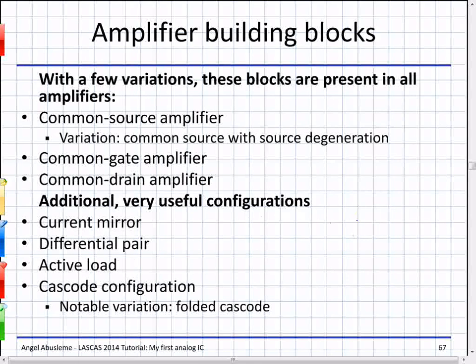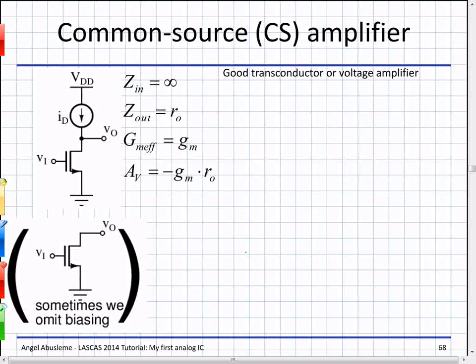And there are some other useful configurations: current mirror, differential pair, active load, cascode configuration. We will mention a few of them. Common source amplifier is a very good transconductor or voltage amplifier. It has a very high input impedance, right? It has a relatively high output impedance. The effective GM here is the transistor's GM, and the gain is minus GM times R naught, right?